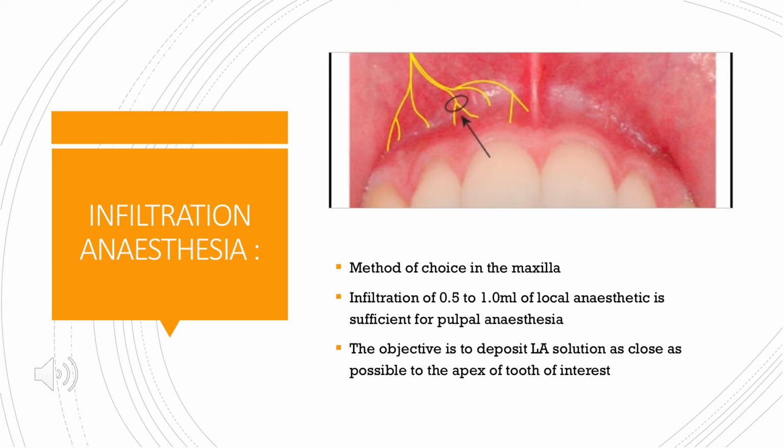So our objective for infiltration anesthesia is to deposit the local anesthetic as close as possible to the apex of the tooth that needs anesthesia. In that particular region we will deposit the local anesthetic. As we are depositing the local anesthetic, we call it infiltration anesthesia.